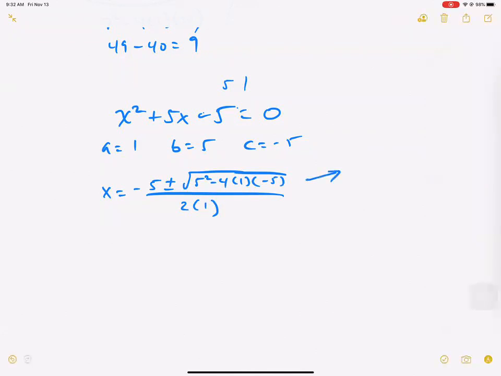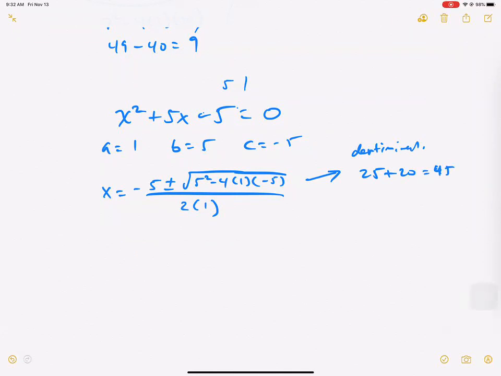Now I'm going to jump off to the side. I'm going to take my determinant. Okay, that's going to be 25 plus 20. Look how much work that was. So instead of writing the whole thing over again, I'm just going to do the square root on the side. And 25 plus 20 is 45. And 45 is a legit possibility.